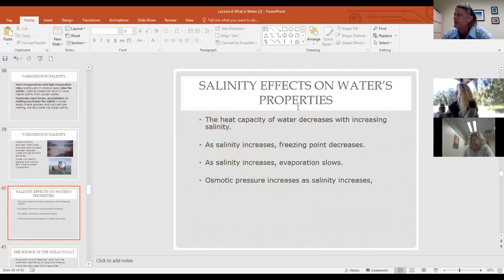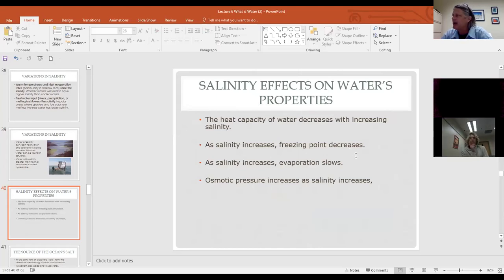So salinity affects properties. It changes the freezing point because it disrupts hydrogen bonding. It changes the heat capacity because it disrupts hydrogen bonding. It changes the boiling point because it disrupts the hydrogen bonding. Evaporation slows because the water is more dense. And pressure is greater when you increase the salinity. The pressure of the water exerts a greater force.